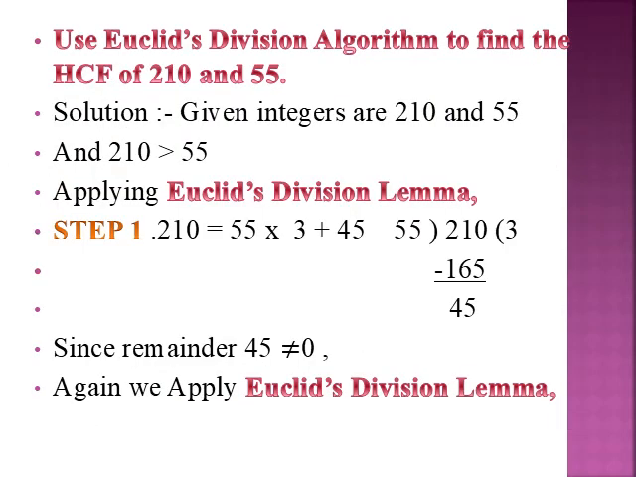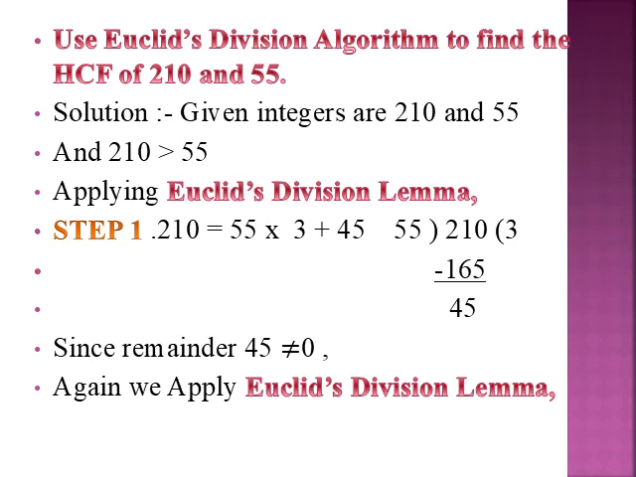So here you have to use Euclid division algorithm to find the HCF of 210 and 55. So solution is, given integers are 210 and 55, and 210 is greater than 55. So here we will apply Euclid division lemma, means we have to divide 210 by 55. So here the quotient is 3 and the remainder is 45. So we will write it in the form of a equals bq plus r. So here 210 equals 55 into 3 plus 45.